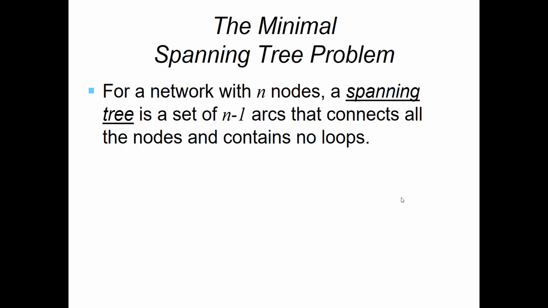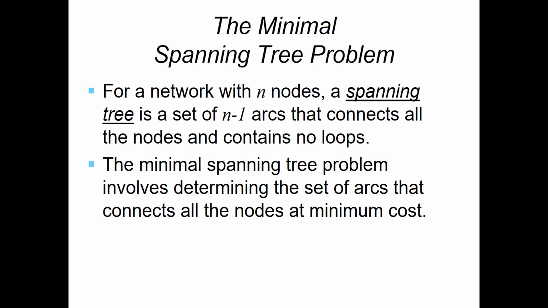The last type of problem that we are dealing with is the minimal spanning tree problem. This is a special case of the network that has n nodes and n minus 1 arcs. So the number of arcs that we have is less than the number of nodes, and this is a special case where we should not have any loop in the network.